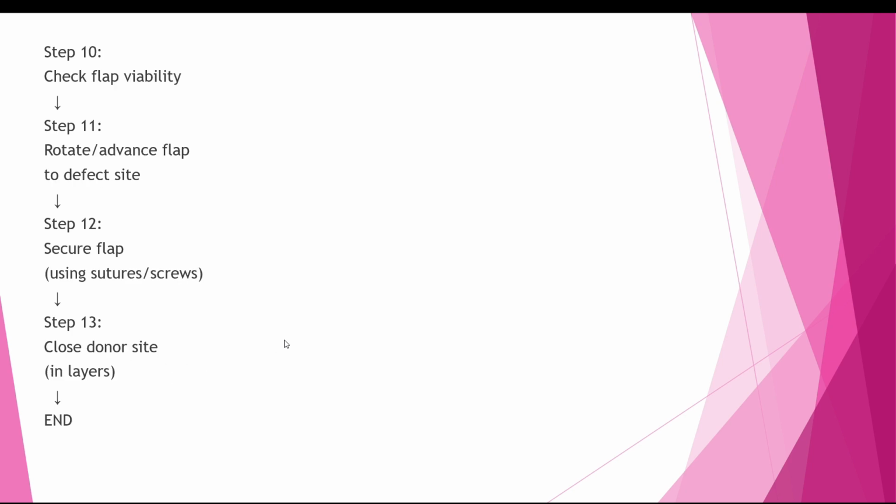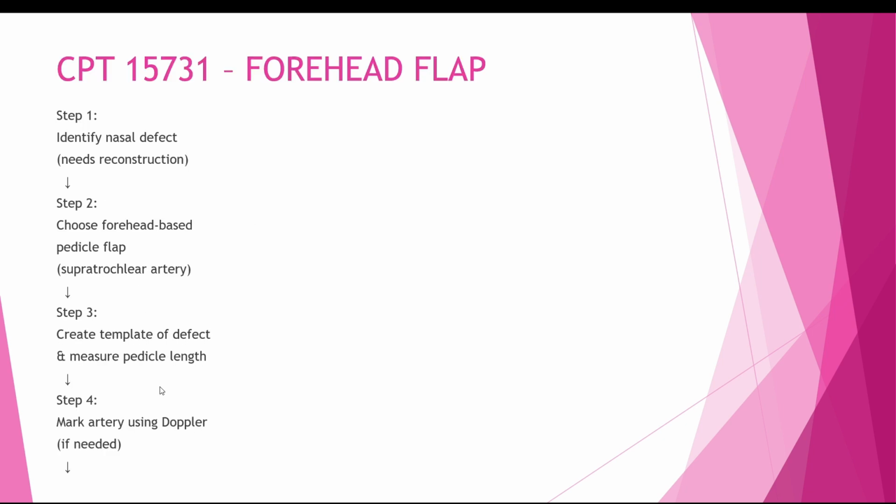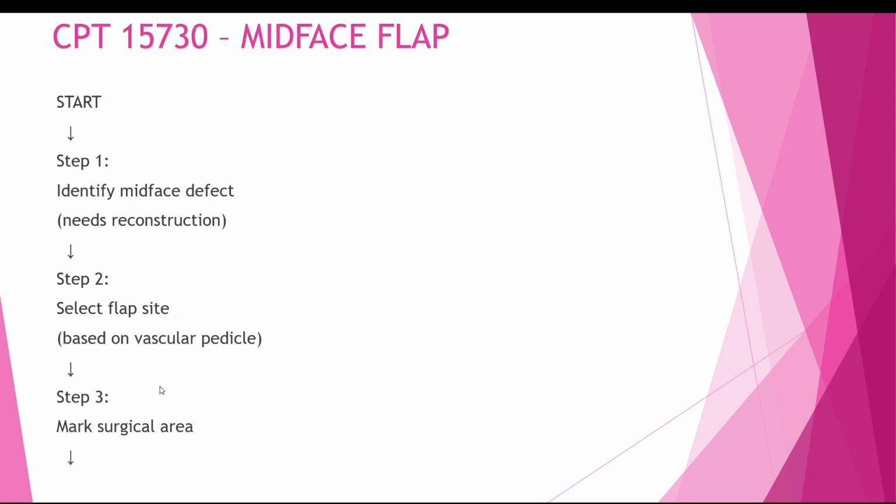Next you have to dissect the flap, and then preserve the pedicle. Avoid twisting or kinking and adjust the flap thickness as per the defect. Then you have to check the flap viability and advance the flap to the defect site. Here they are moving it. Secure the flap with sutures and close in layers. That is the mid-phase flap.